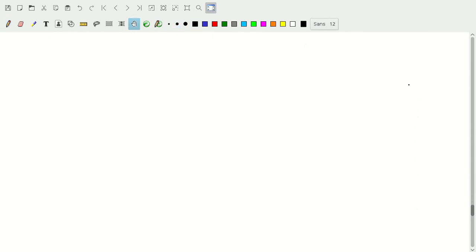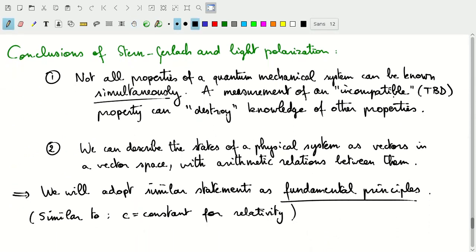So putting this all together, we can summarize that by looking at these two main conclusions from looking at Stern-Gerlach and the light polarization. So first of all, not all properties of a quantum mechanical system can be known simultaneously. So in the case of Stern-Gerlach, we can't measure the spin direction. In the case of the polarization, we can't fix one polarization state, then measure another polarization state, and then expect the knowledge of the first one to still be valid. So there are these incompatible properties, where a measurement of an incompatible property destroys the knowledge of other properties, and we'll define what incompatible and what destroys really means here.